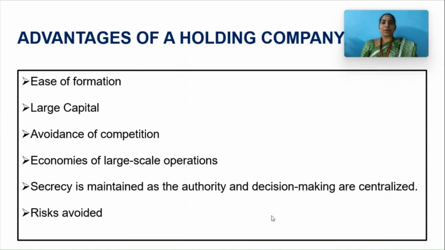Next is the risk avoidance. Being a major participant in the market, being a large participant, I can understand what the market is actually working on and how it is working. Based on that, I could avoid the risk that is about to happen or which is actually happening. So avoidance of risk can be easily done.